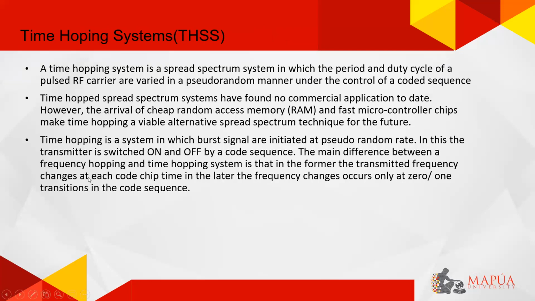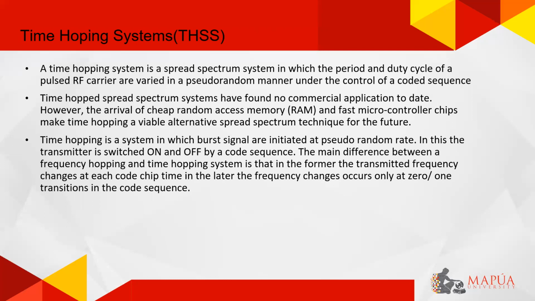Next is the time hopping systems, or THSS. A time hopping system is a spread spectrum system in which the period and duty cycle of a pulsed RF carrier are varied in a pseudo-random manner under the control of a coded sequence. Time hop spread spectrum systems have found no commercial application to date. However, the arrival of cheap random access memory, or RAM, and fast microcontroller chips make time hopping a viable alternative spread spectrum technique for the future.